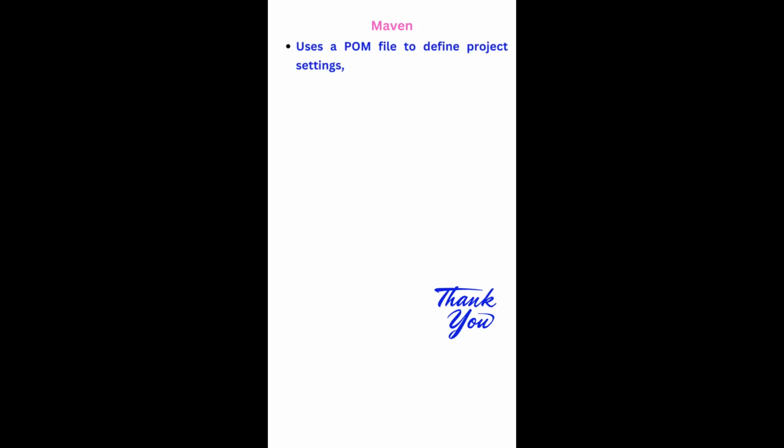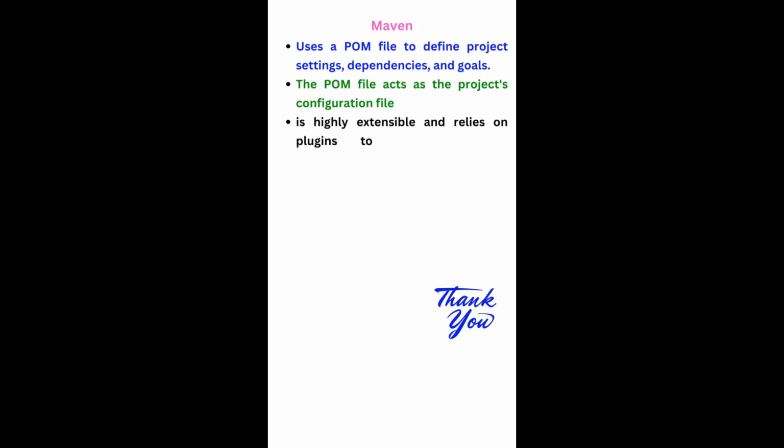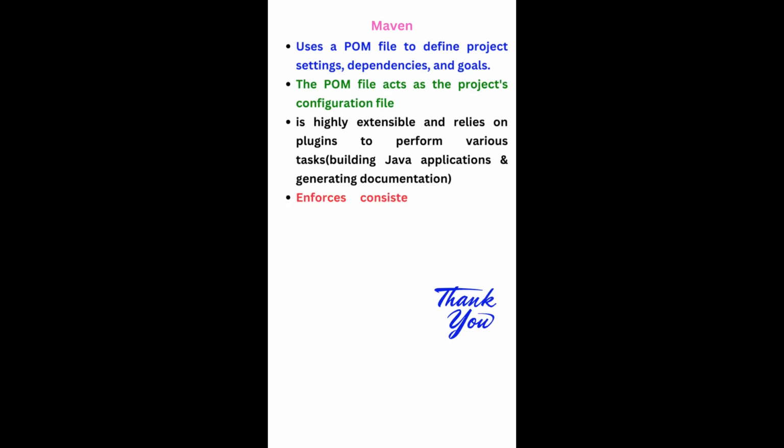A Maven project uses a POM file to define project settings, dependencies, and goals. The POM file acts as the project's configuration file. It is highly extensible and relies on plugins to perform various tasks, such as building Java applications and generating documentation. It enforces consistency in project structures and build processes and makes it easier for teams to collaborate and follow best practices.